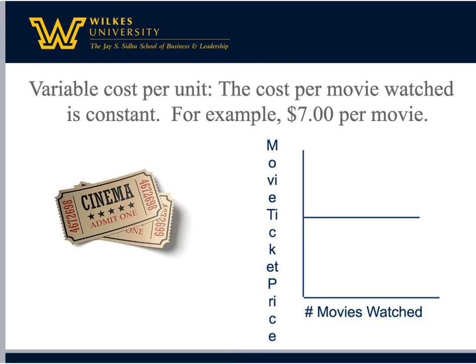While the total variable cost changes, the variable cost per unit stays the same. So every time you go to the movies, you end up paying $7 a movie. Now you can argue that maybe somebody will give you a discount or something, but all of our costs are considered within what we call the relevant range. So for our purposes of our analysis, the cost per unit will not change within that range.